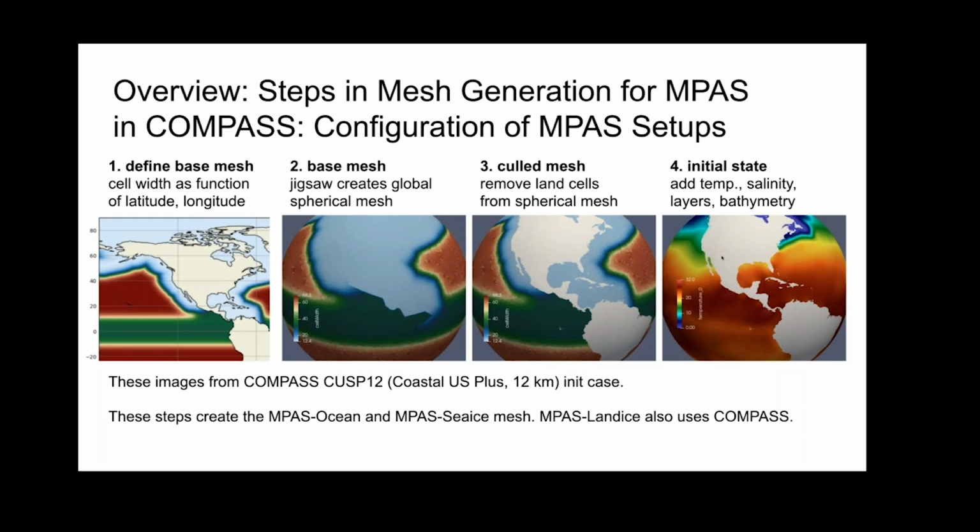And then we have to initialize everything else that we use in the model: temperature, salinity, layers, bathymetry, and so forth. All of the images that I'm showing here in these samples are from the CUSP, the Coastal US Plus. This is a version that we have out for discussion right now. Compass is within the MPAS repository, and these things are used for MPAS ocean, MPAS sea ice, the specific steps that I'm showing in the tutorial today. But MPAS land ice also uses the Compass shared functionality.